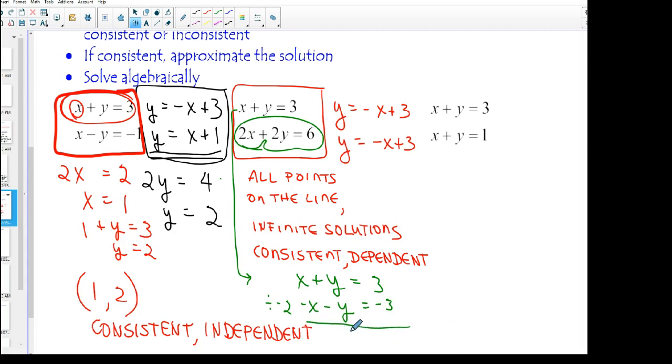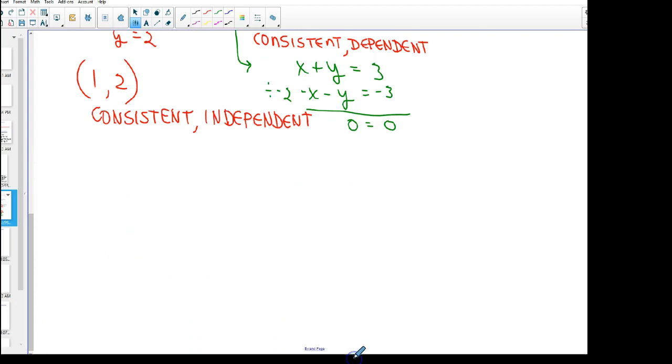Well, now I can add the equations together and notice that both the x and the y are eliminated. And I end up with a statement that is true. Since that statement is true, that confirms that the system is consistent dependent. There is an infinite number of solutions, which would be all points on the line.